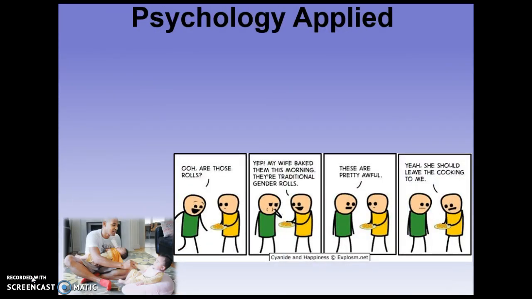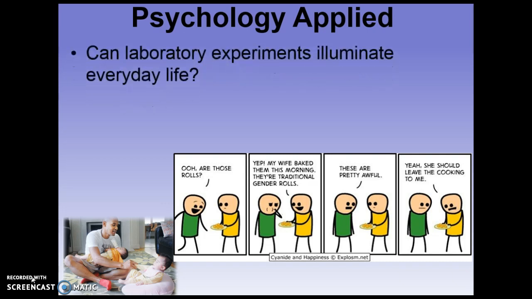Can laboratory experiments really illuminate everyday life? So when you see and hear about psychological research, do you ever wonder whether people's behavior in a lab really does predict their behavior in real life? For example, does detecting a blink of a faint red light in a dark room have anything useful to say about flying a plane at night?